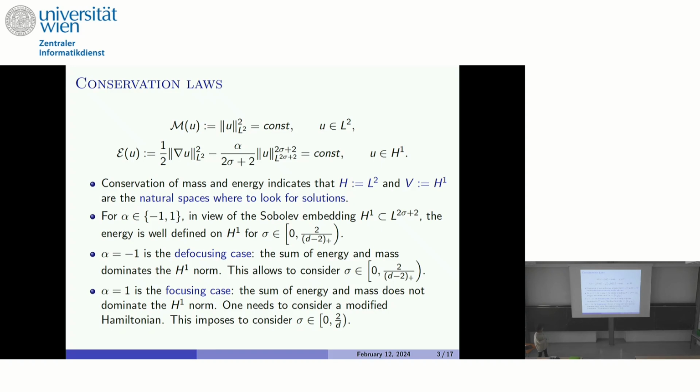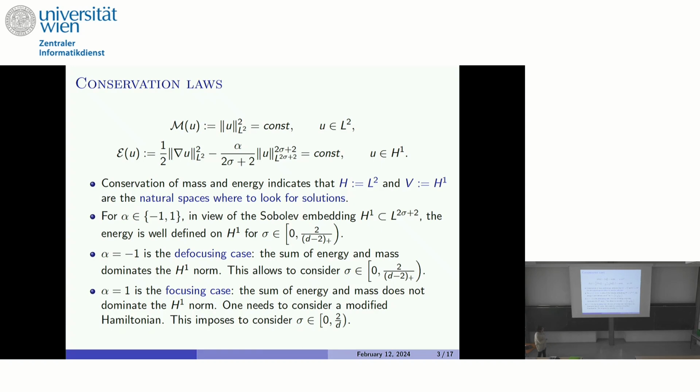When you are in the focusing case, alpha is equal to 1, so you have an energy that can be negative. So in principle, you cannot control the H1 norm if you just take the sum of the mass and the energy. So in this case, you have to introduce a modification of the energy, which is positive, and control the H1 norm. And when you introduce this modification, basically, you have to restrict your set of admissible powers. Okay, so this is the first property of the nonlinear Schrödinger equation, basically the fact that you have some conserved quantities, the mass and the energy.